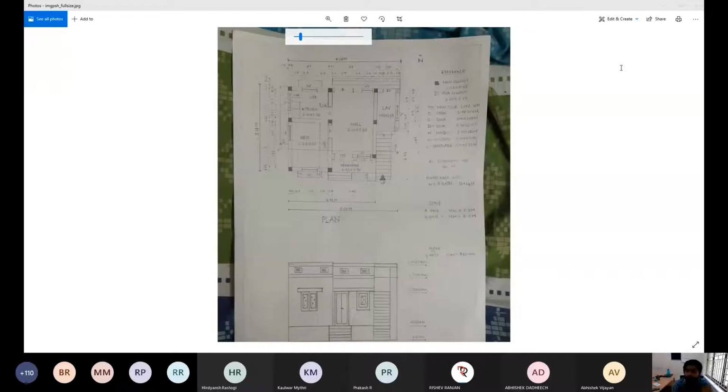Drawing is your part. I'm repeating again and again, because without practicing you can't do anything. First you should practice on your A4 sheet or A3 sheet. Then only you can draw in AutoCAD. Without doing that, it's very difficult to execute things, if you are not drawing.